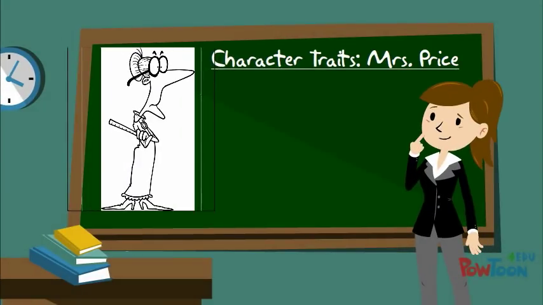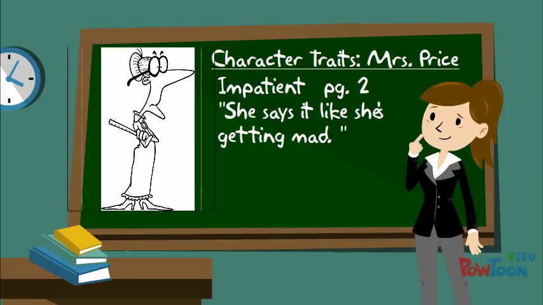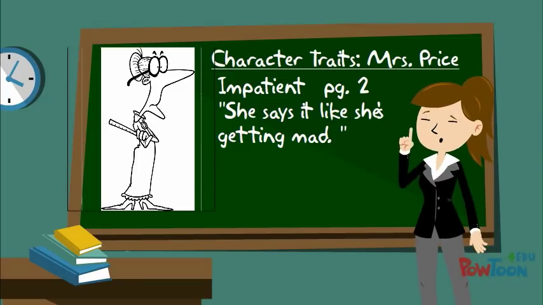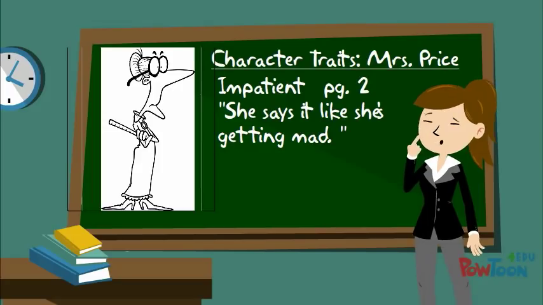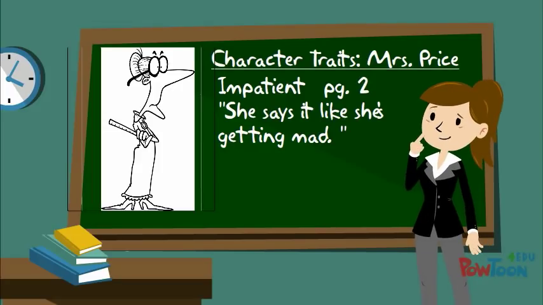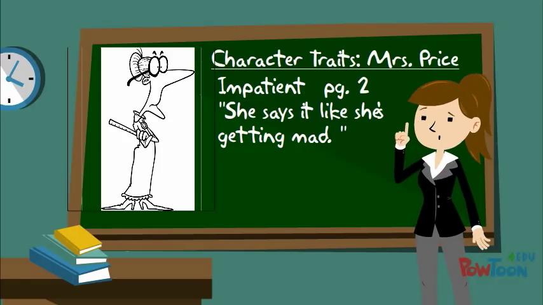Now let's do the same thing for Mrs. Price. Let's figure out a character trait to describe her. I would use the word impatient as a good character trait to describe her. My text evidence to support my thinking is when she says on page 2, she says it like she's getting mad. Mrs. Price doesn't want to listen to Rachel explain that it's not her sweater, and she's getting mad because Rachel is wasting time. That definitely describes her being impatient.